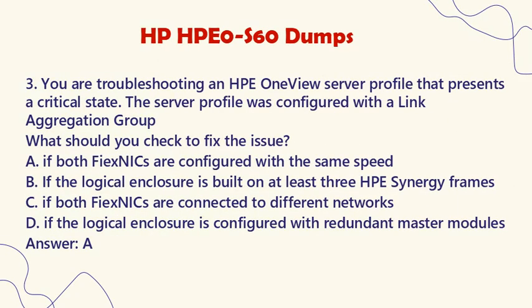3. You are troubleshooting an HPE OneView server profile that presents a critical state. The server profile was configured with a link aggregation group. What should you check to fix the issue? A. If both PHY XNICs are configured with the same speed. B. If the logical enclosure is built on at least 3 HPE Synergy frames. C. If both PHY XNICs are connected to different networks. D. If the logical enclosure is configured with redundant master modules. Answer: A.